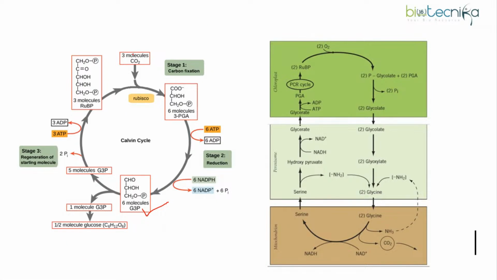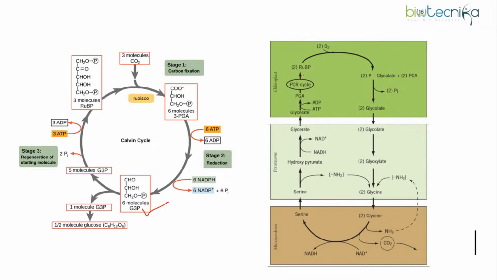So we need six molecules of CO2, right? Which is getting balanced here. Can you see? So we are getting six molecules of CO2 to get one molecule of glucose, right? Now, this is your C3 cycle or the Calvin cycle. If you come to your C2 cycle, what will you see?